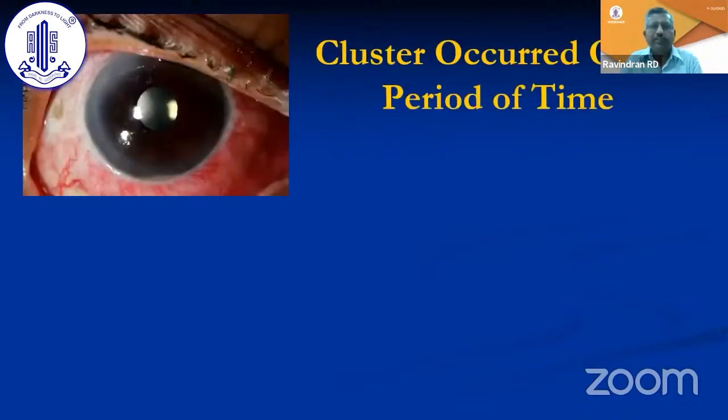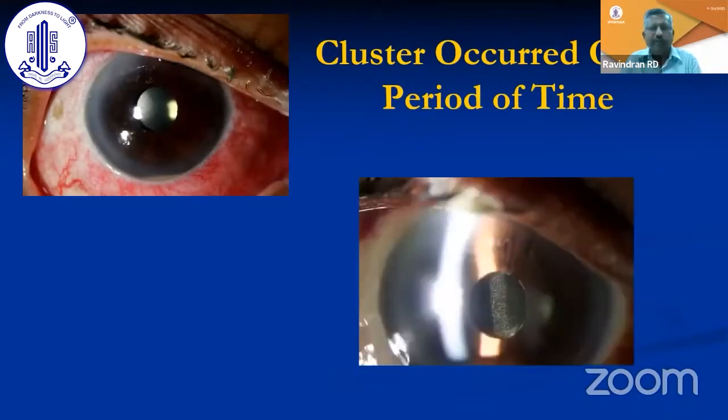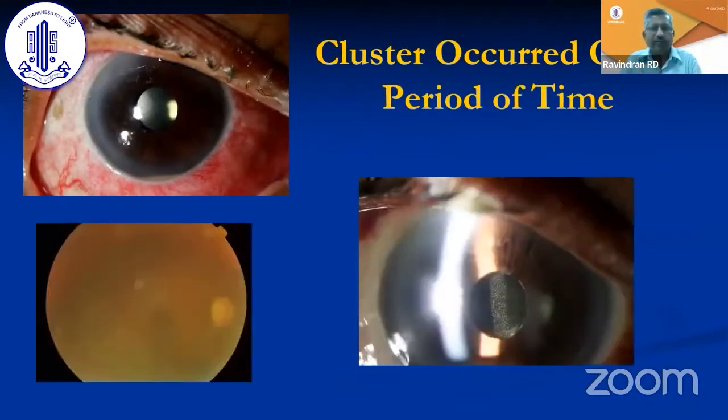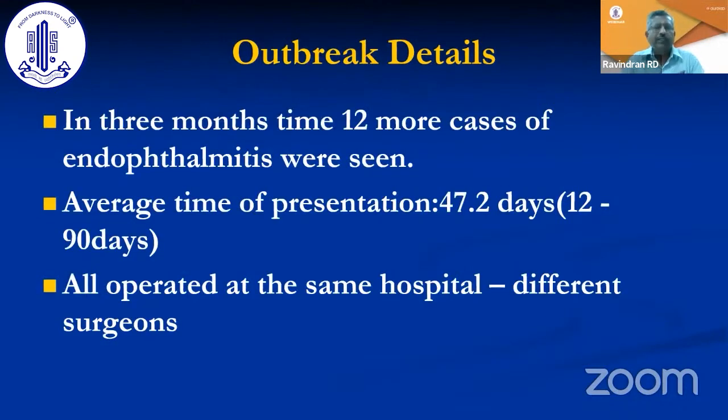I would also like to share with you a cluster which occurred over a period of time, which we had to handle. Initially 2 or 3 patients were seen, but subsequently over a period of 3 months, 12 more cases of endophthalmitis were seen by us. All of the patients were operated at the same hospital, but by different surgeons. The average time of presentation varied anywhere between 12 days to 90 days.